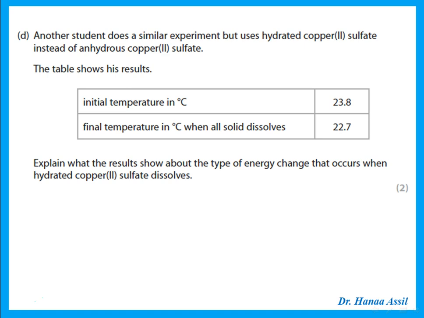Remember, if he says what is the type of energy change, it is either exothermic or endothermic. We said the other one was exothermic because the temperature went up, so we put a minus sign for the ΔH. Now here what is happening? The initial is 23.8. The final is 22. So what happened to the temperature? It went down. So what kind of energy change is this? This is endothermic because the temperature decreased.